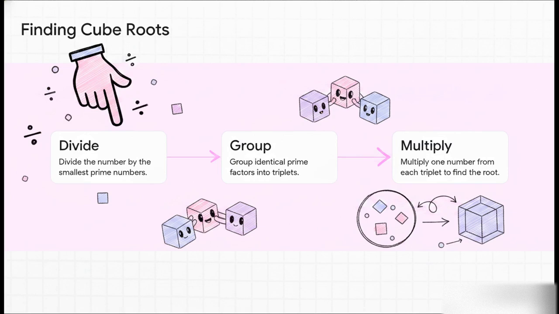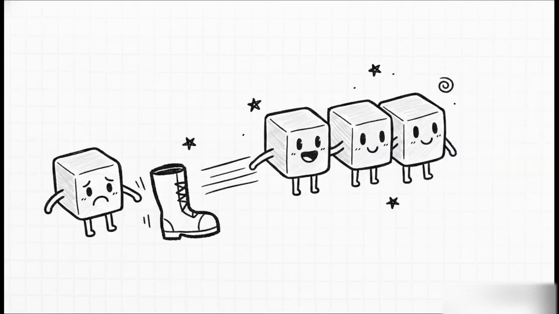When we did square roots before, we grouped prime factors into pairs. But since we're dealing with cubes here, we need to think of these numbers a bit differently. We're looking to create triplets. Step 1, you divide the big number down by the smallest prime numbers possible. Step 2, you group those identical prime numbers into sets of 3. And step 3, you just take one number from each completed triplet and multiply them together to find your cube root. Easy! But let's look at an example to see what happens when things don't go perfectly.